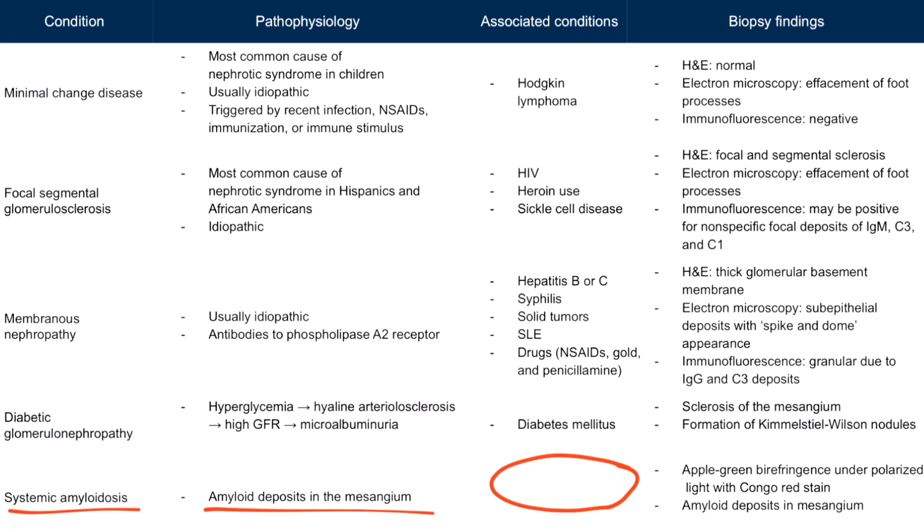What you need to be able to do is recognize that amyloidosis can cause apple green birefringence under polarized light using a Congo red stain. And of course, you'll see amyloid deposits in the mesangium.